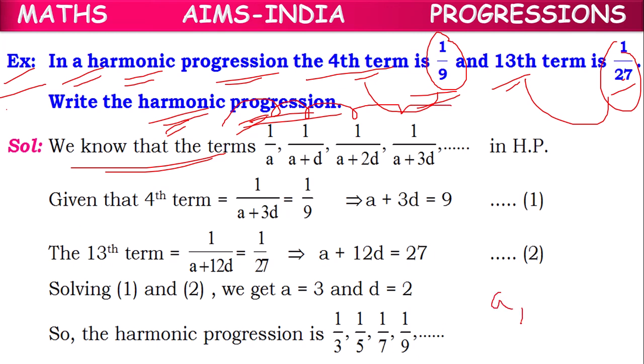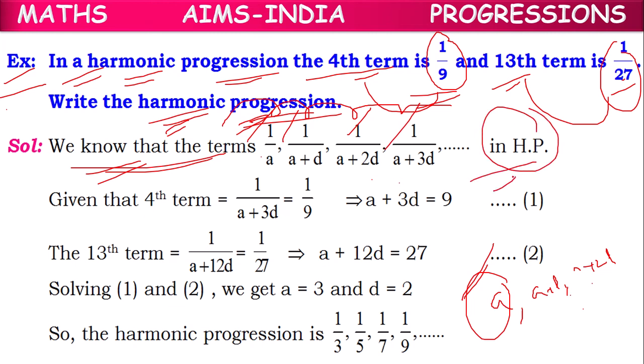The general form of AP is a, a plus d, a plus 2d and so on. For the general form of HP, we have to take the reciprocals: 1 by a, 1 by a plus d, 1 by a plus 2d, 1 by a plus 3d. These are all in HP. In that, the fourth term, 1 by a plus 3d, equals 1 by 9. If we cross multiply, 9 into 1 is 9, and a plus 3d into 1 is a plus 3d. So a plus 3d equals 9.